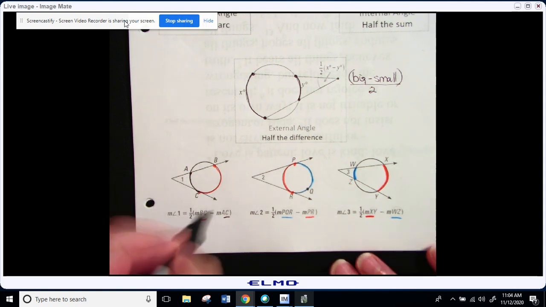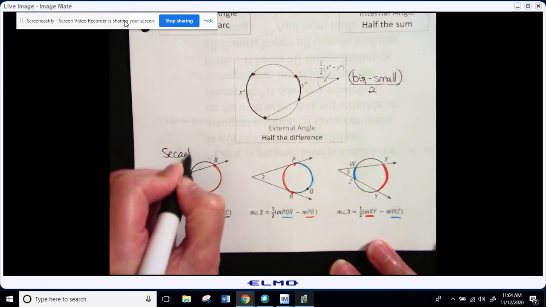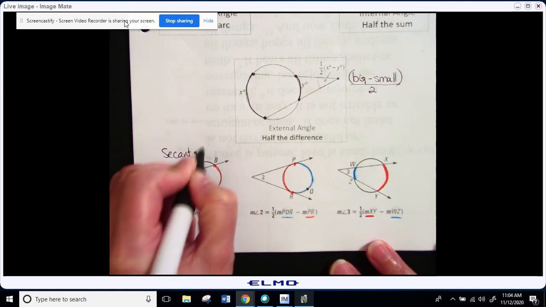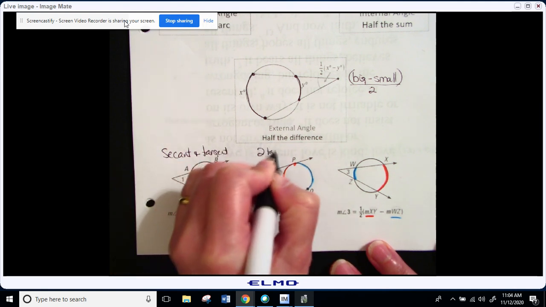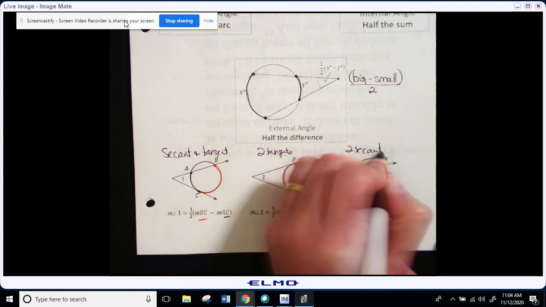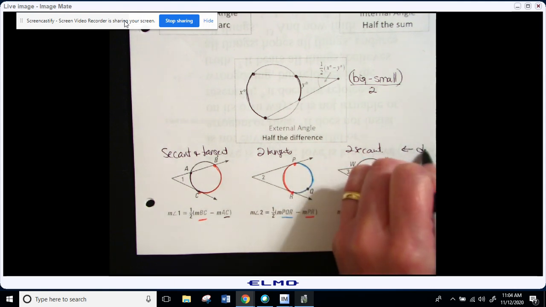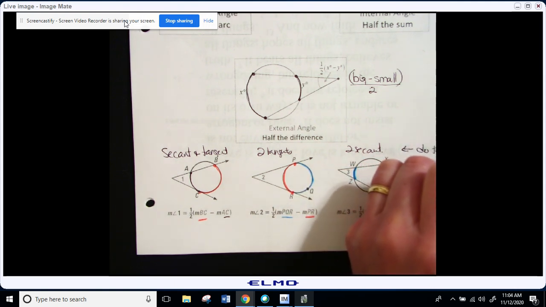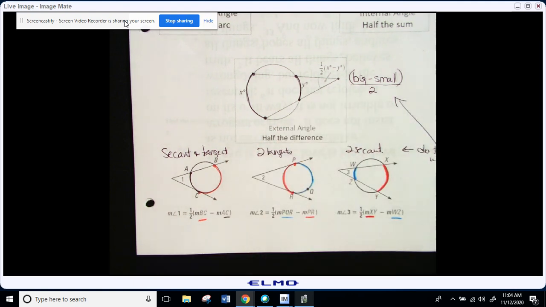All of them. So this one was formed by a secant and a tangent. These are 2 tangents, and these are 2 secants, but it doesn't matter. We're going to do them all the same way, and it's going to be the big arc minus the small arc divided by 2. So a quick recap.